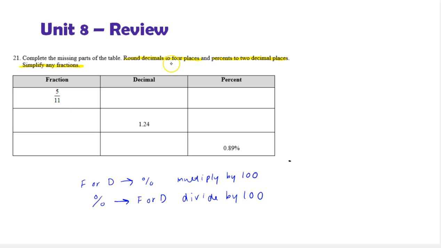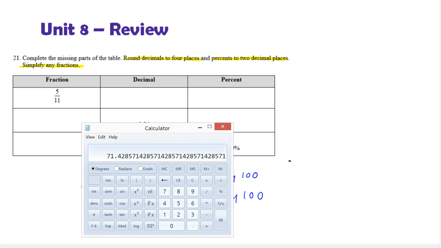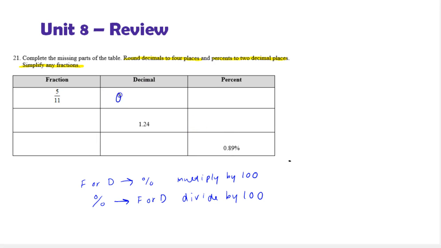Notice for the decimals, we want to go to 4 decimal places. So 5 divided by 11 is, well, 1, 2, 3, 4 decimal places. The fifth place is a 4, so I'm going to round down to 0.4545. Okay.